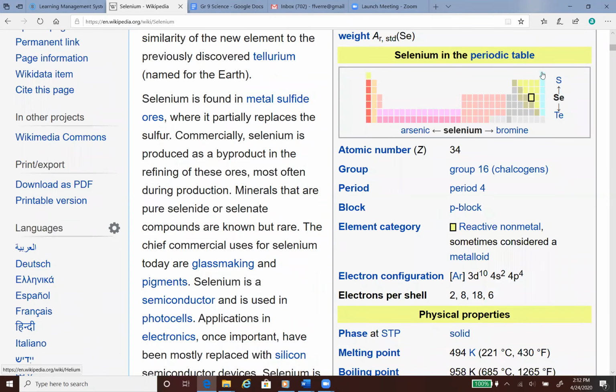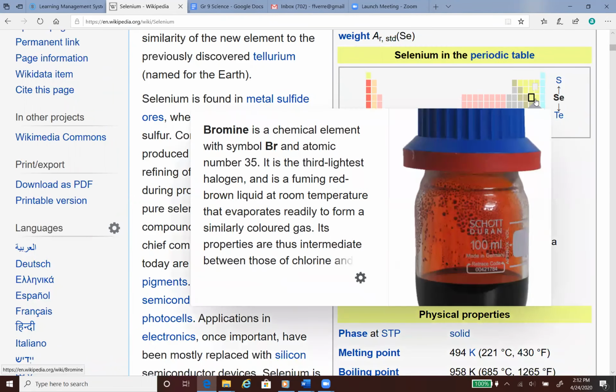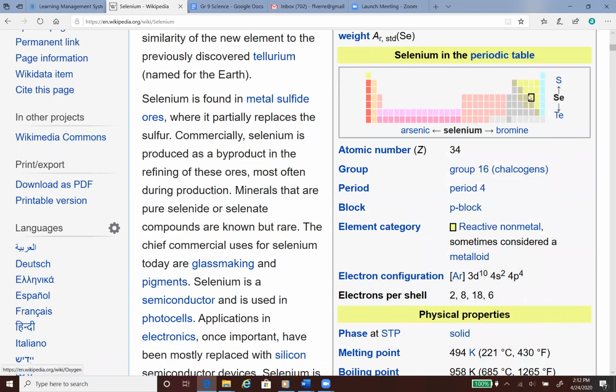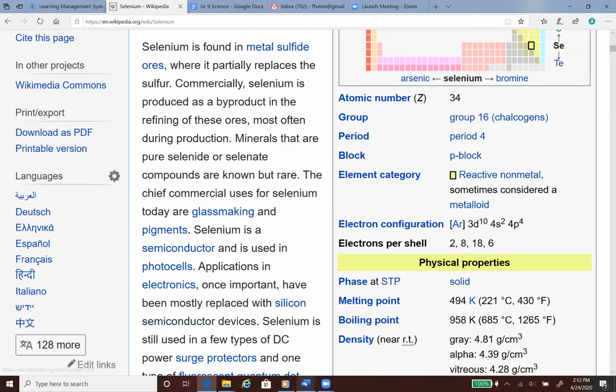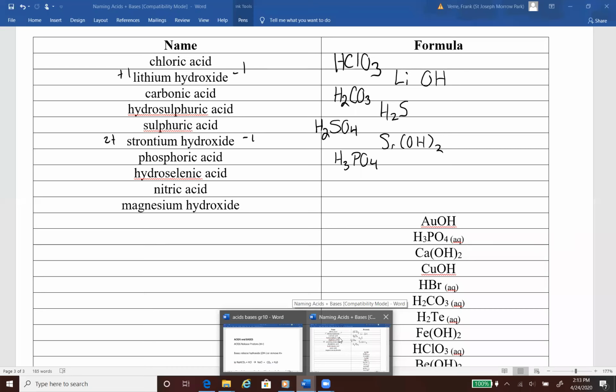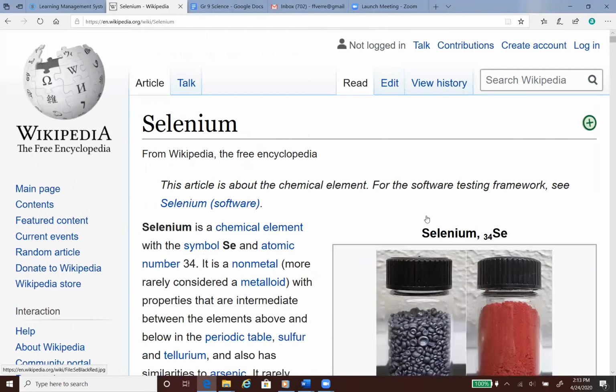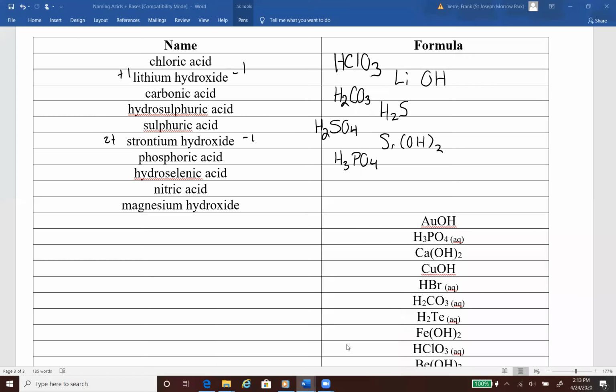So it's not the last row. Last row would be your noble gases. It's not the second last row. Those would be negatively charged, -1. It's in the third last row, so that would be -2. Selenium, Se, is -2. So that would be H2Se. Okay. Nitric acid, we did that one already. That's HNO3. And magnesium hydroxide, magnesium is +2, hydroxide is -1.